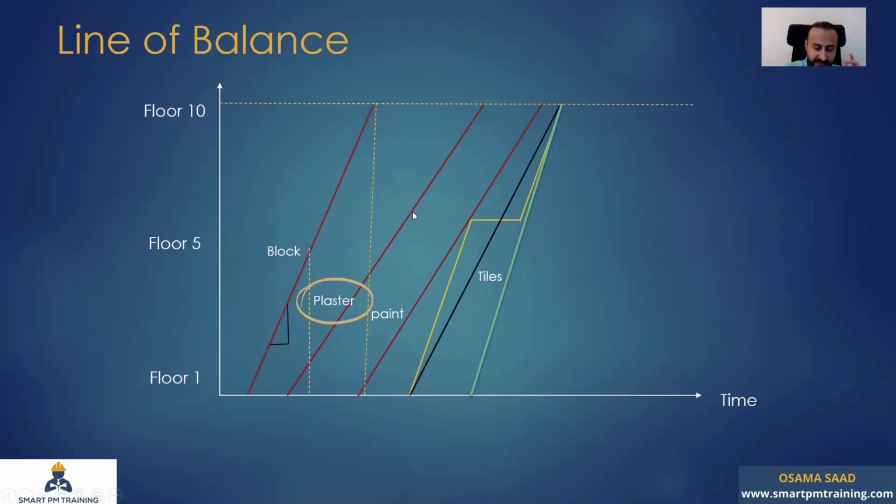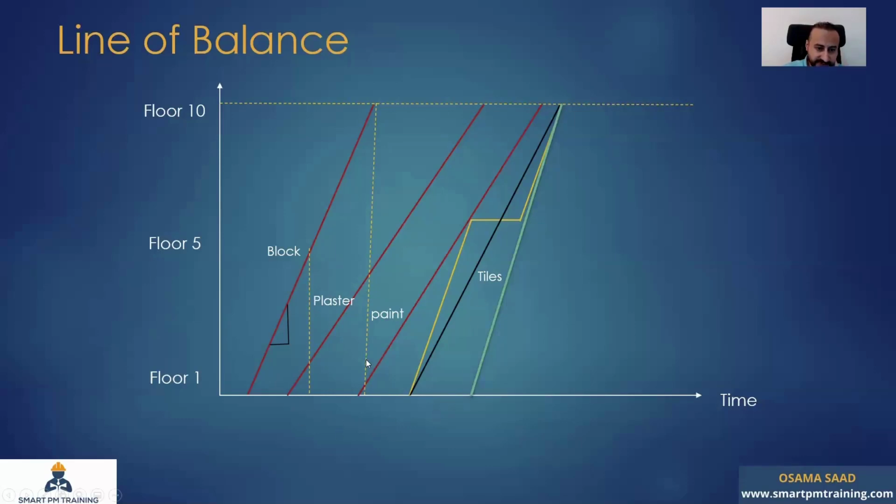Let's look at the plaster. And you can realize the slope is different in this case. For plaster, the slope is more relaxed, more stretched, right? It means that I can achieve the same 10 floors, but I take longer to complete compared to the block work. I can have here the duration for block work. You can see from the slope, for plaster work I have 10 floors, but the duration is really high.